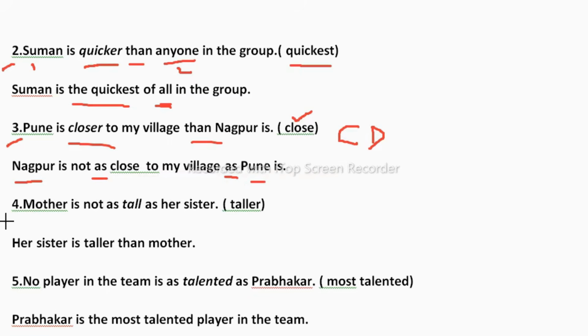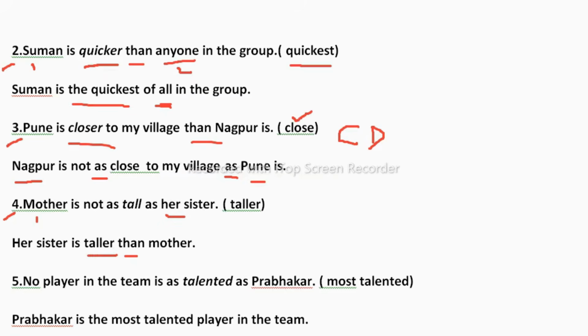Now next one, mother is not as tall as her sister. Here they have used the positive degree, meaning whatever quality her sister has, the same quality they are saying the mother does not have. So we have to use the comparative degree to transform this sentence. We can write: her sister is taller than mother.